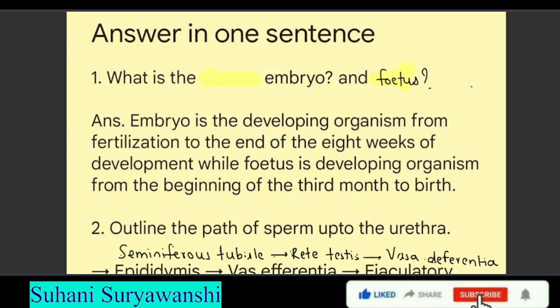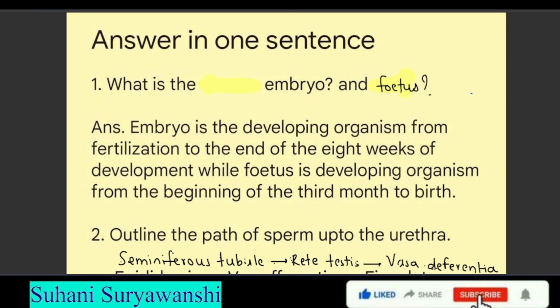Next question, answer in one sentence. What is meant by embryo and fetus? So answer is embryo is the developing organism from fertilization to the end of the 8th week of development, while fetus is the developing organism from the beginning of 3rd month to birth.